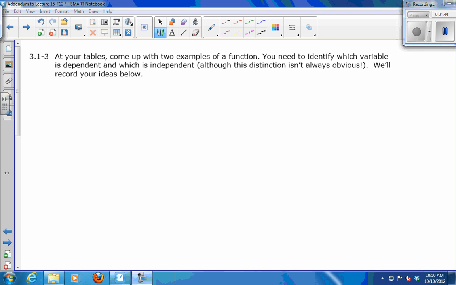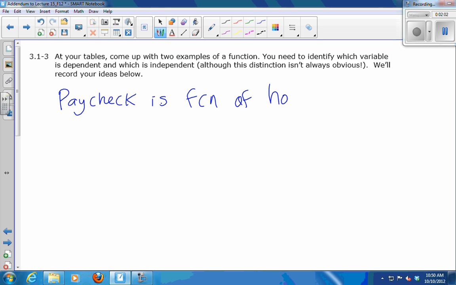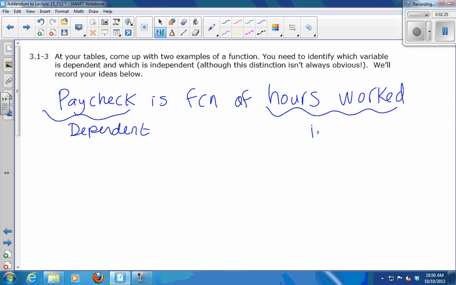Okay, I saw lots of really good examples of functions. I think, Corey, I saw you writing about a paycheck. So what is that a function of? Yes. So your paycheck is a function of number of hours worked. So which one is independent and which one is dependent in this case? Paycheck is the dependent variable, because it depends on hours worked, which is independent.